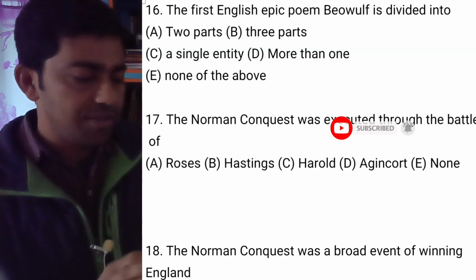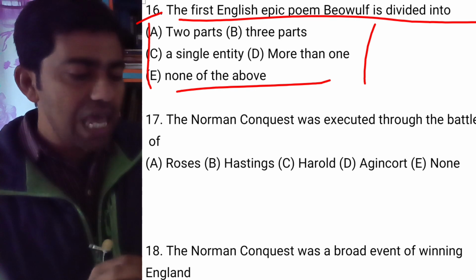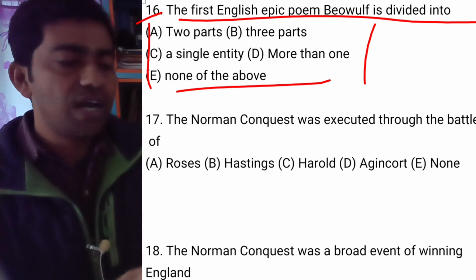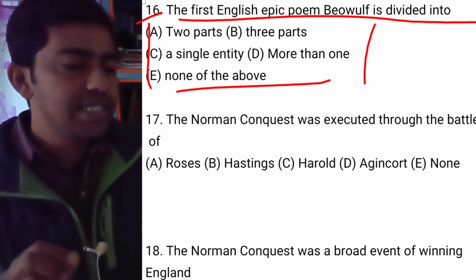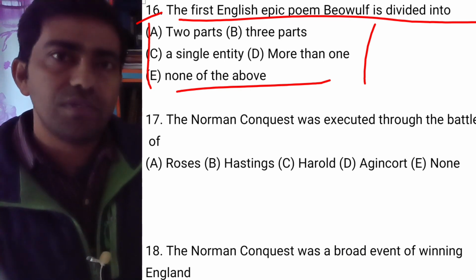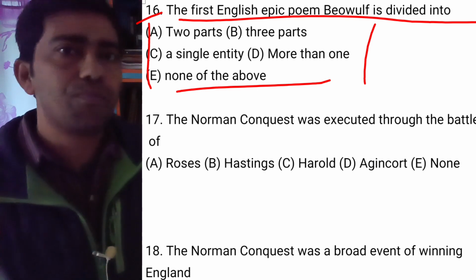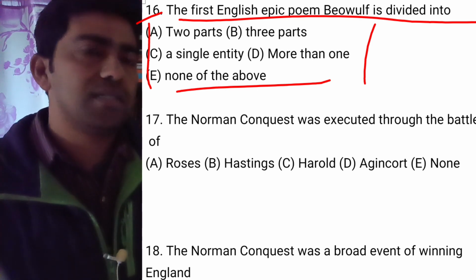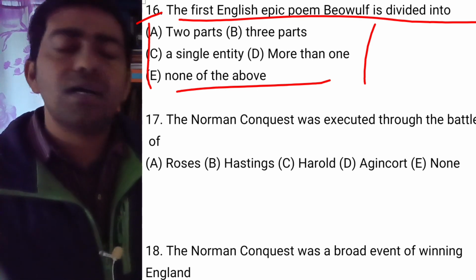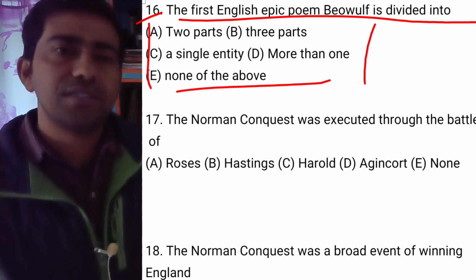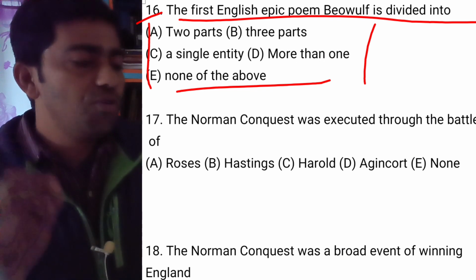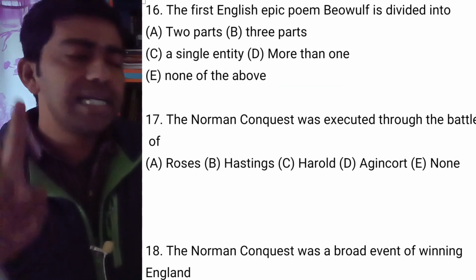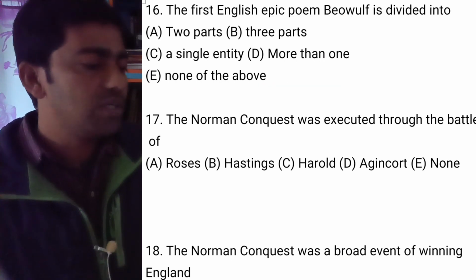All right. Number 16. The first English epic poem, Beowulf, is divided into 2 parts, 3 parts, a single entity, more than one, none of the above. Beowulf, the first English epic. The other epics are many, but the English epic started from Beowulf. So Beowulf is in 2 parts, 3 parts, single entity, more than one, or none of the above.